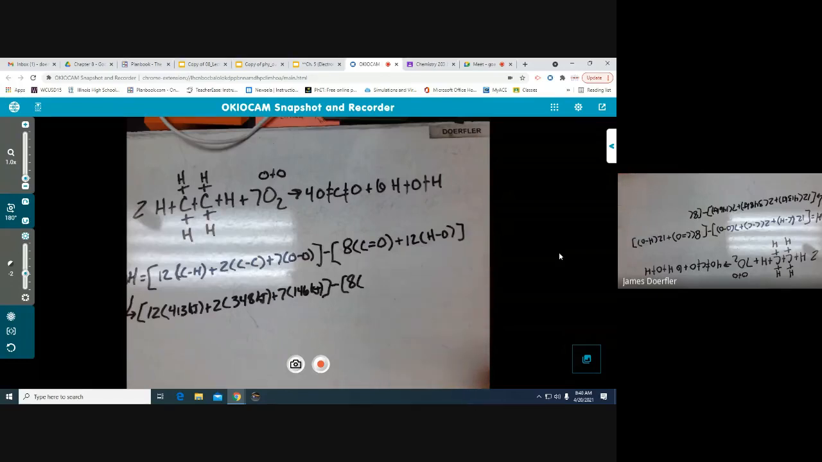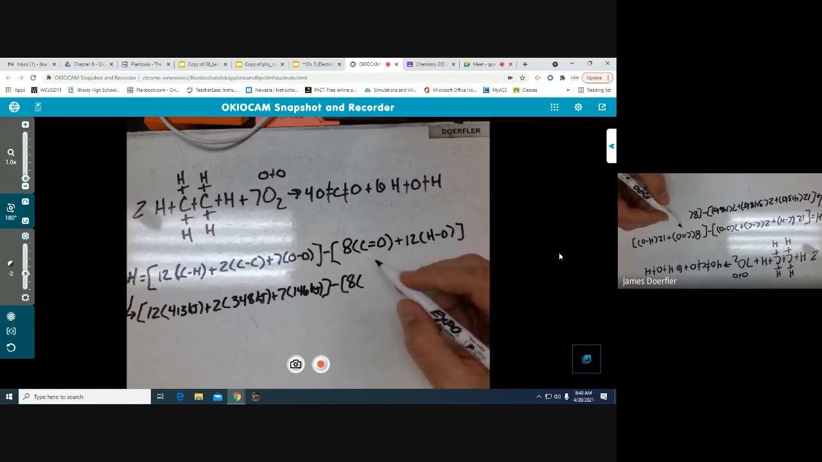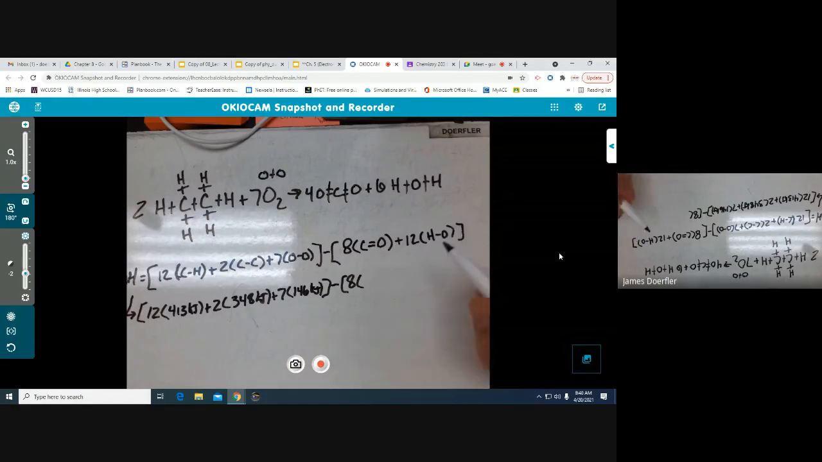It could be also listed as oxygen to carbon. Doesn't matter. So what's the value there? It's going to be in the bottom portion of that table under multiple bonds. 799. All right.